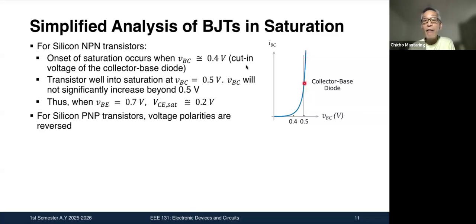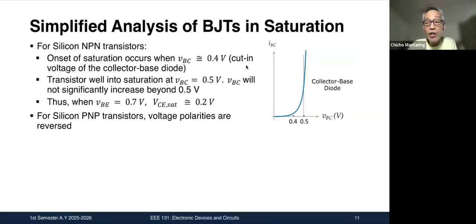Okay. And even if you further increase that current, the voltage will no longer be substantially bigger than 0.5. In other words, a very, very marginal increase in 0.5 will cause a very large increase in IBC. But the voltage, along this particular part of the curve, we can just approximate to be constant at 0.5. So 0.4 is our cut-in voltage. 0.5 is the voltage when it is well into saturation.